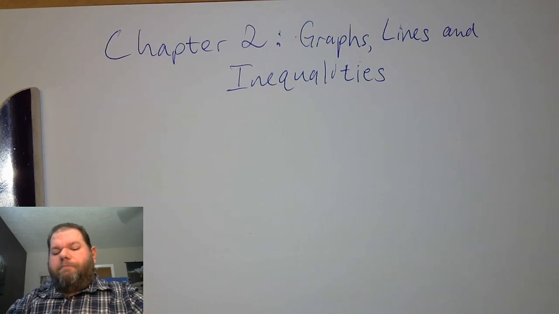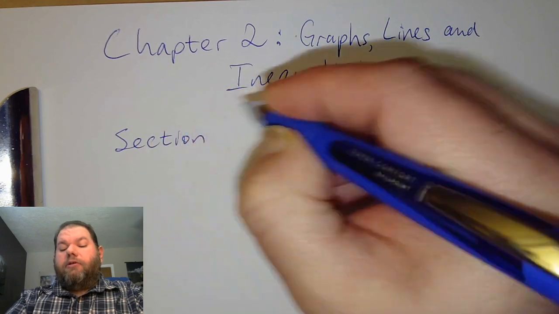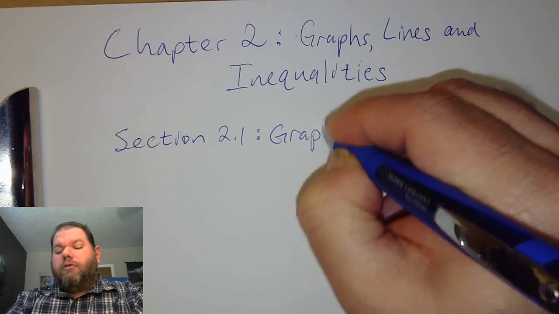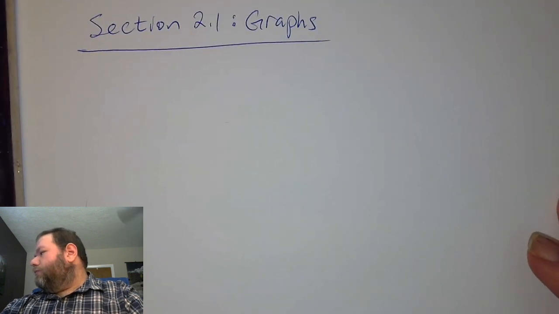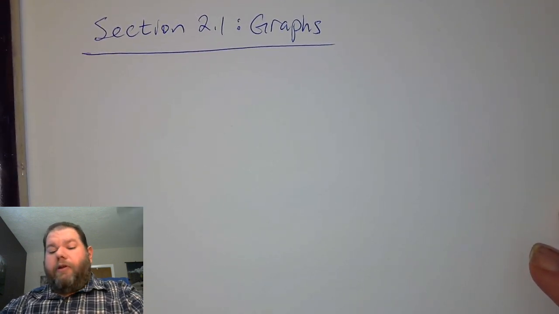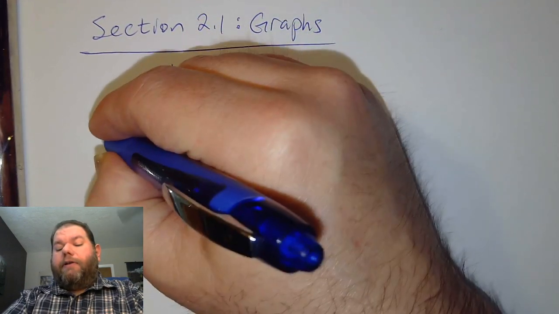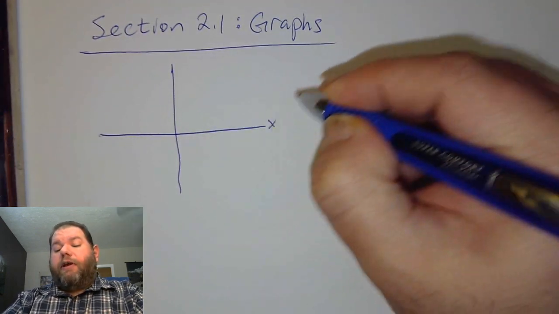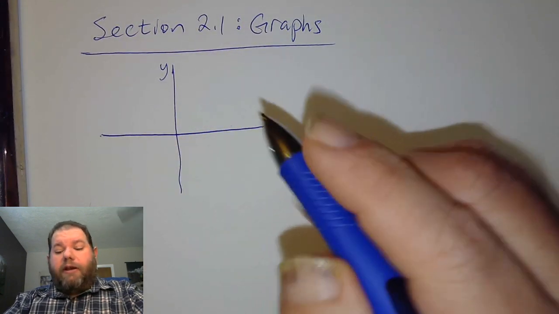Let's go ahead and start off with section 2.1, which is on graphs. Now we're talking about graphs. That means we have two lines that form a plane. We have what's called the x-axis and the y-axis. Each axis has a positive and a negative side.